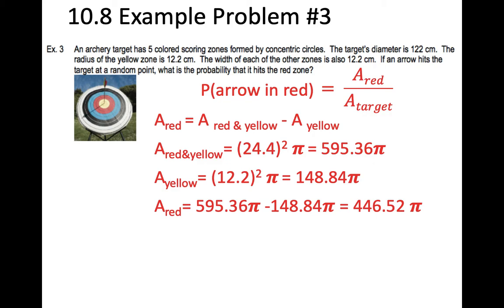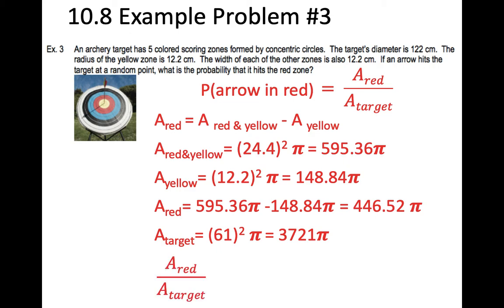446.52 pi. The entire target, it said, had a diameter of 122, so its radius is half of that, or 61. So pi r squared, or r squared pi as I have it written here, is 61 squared pi, which would be 3721 pi. So the area of the red over the area of the target is 446.52 pi over 3721 pi, and that would be about equal to 12%.